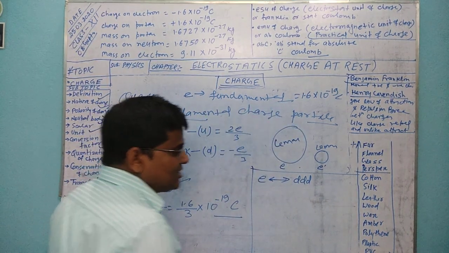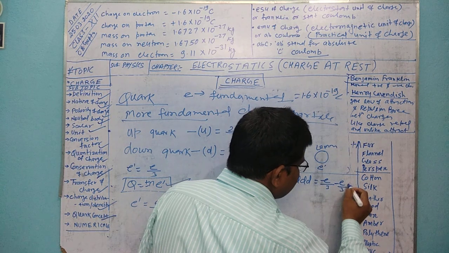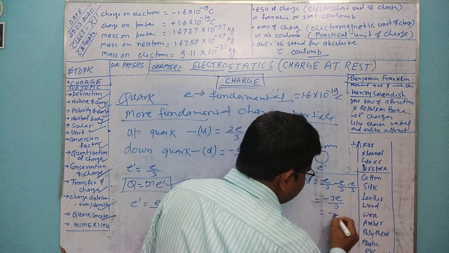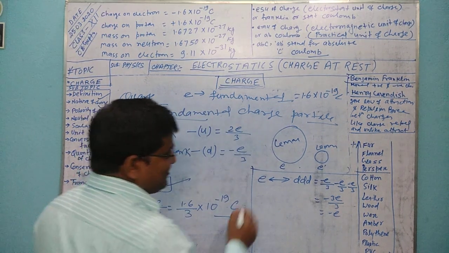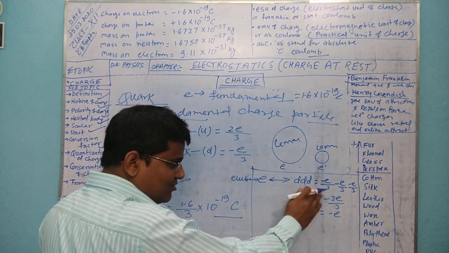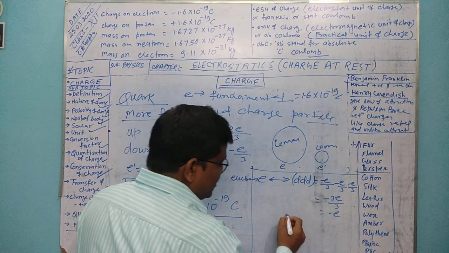Then after introducing quark, electron is equivalent to 3 down quarks. Means minus E by 3, minus E by 3, minus E by 3, minus 3 by 3, that is minus E, means electron. Electron is equivalent to triple D. And UUD.